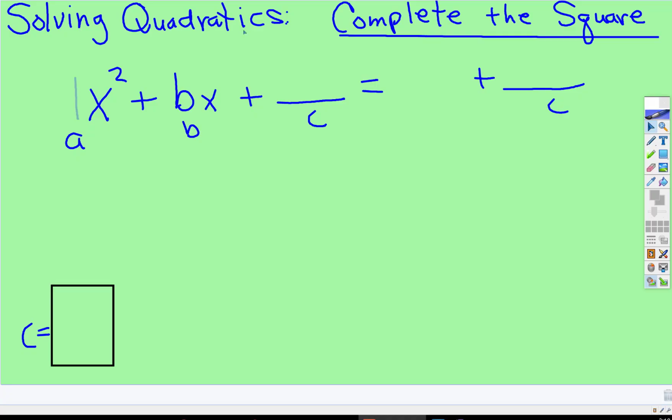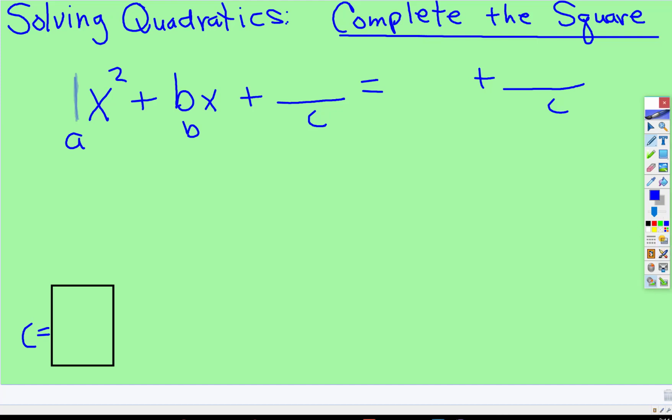Sometimes when solving quadratics, factoring won't always work. So there's this one method that works. It's called complete the square. And here are some tips that you need to know first before you can do this. The lead coefficient to x squared must be that invisible 1.